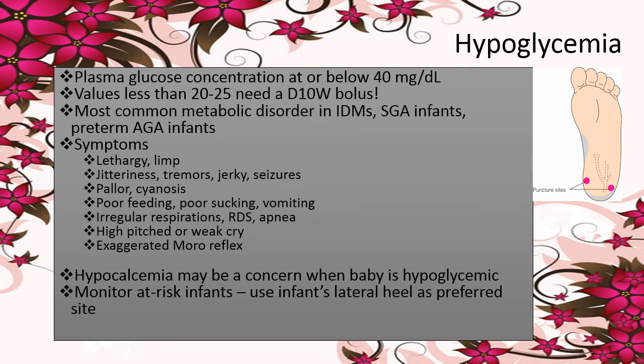Symptoms are lethargy, limp, jitteriness, tremors, jerky movements, seizures, pallor, cyanosis, poor feeding, poor sucking, vomiting, irregular respirations, RDS, apnea, high-pitched or weak cry, exaggerated Moro reflex. Hypocalcemia may be a concern when the baby is hypoglycemic. You want to monitor at-risk infants and use the infant's lateral heel as a preferred site.